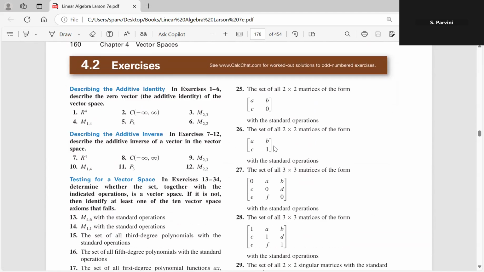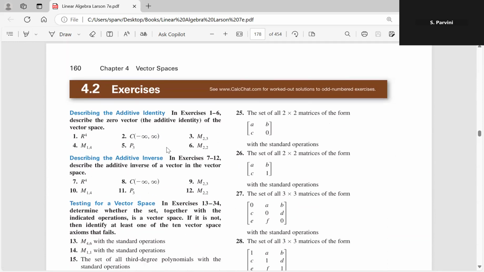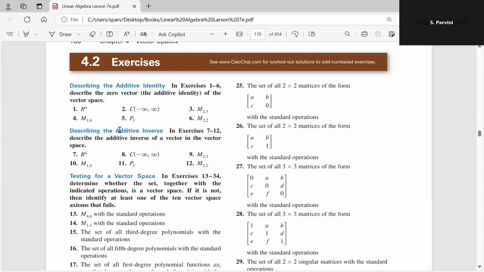Now, remember, those 10 properties that we saw are required in order to have a vector space. So let's take a look at maybe one from each segment here. In the exercises, for instance, number 4. The question reads, describe the 0 vector, which is called the additive identity. What does the 0 vector look like in number 4?